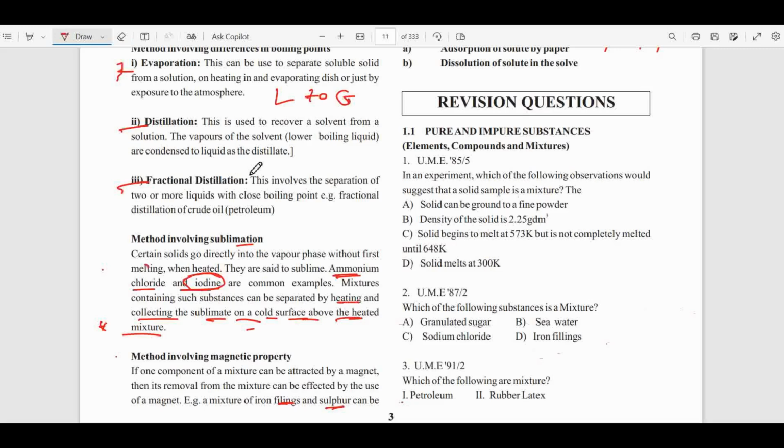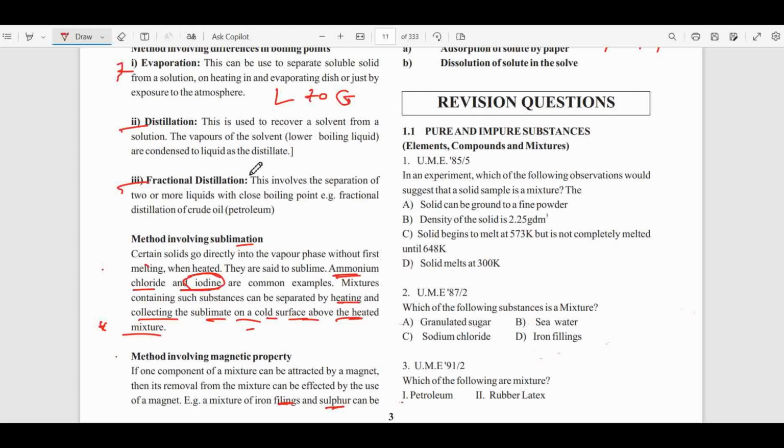In this video, I'll be looking at the revision questions for the last topic, which is the first topic in the chemistry syllabus for JAMB: separation of compound, pure and impure substances.